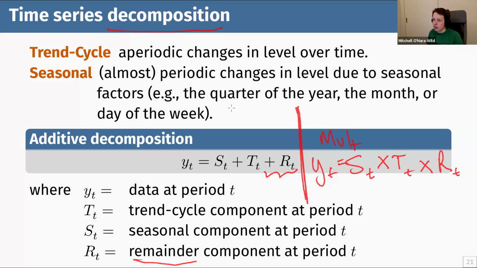Often when making decisions, remember the whole purpose of making forecasts is to make good decisions. Often it's a good idea to remove the seasonality entirely. When we remove the seasonality, all we're left with is the trend and the remainder. So if I remove seasonality from my model, then I just have trend and remainder, and this will look a lot simpler, just a straight line.